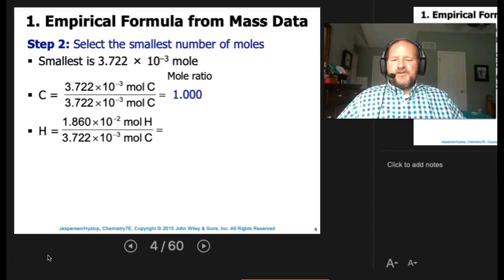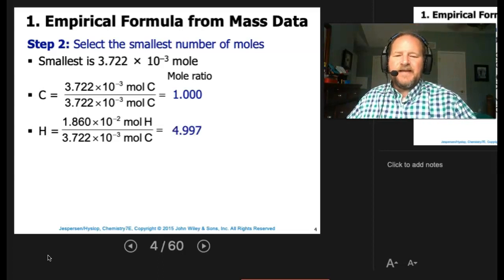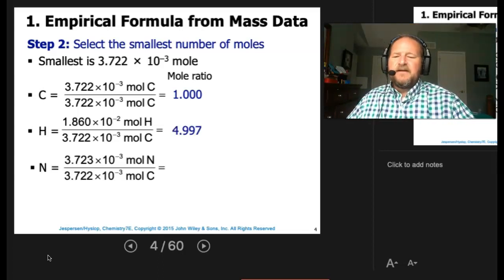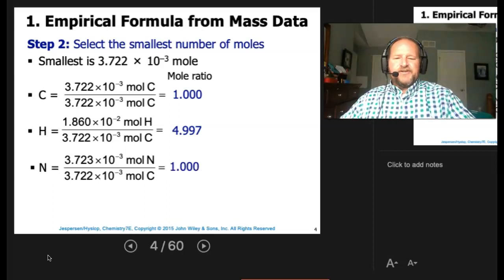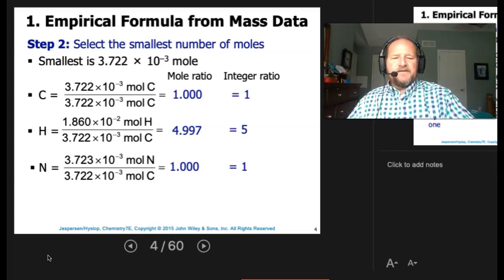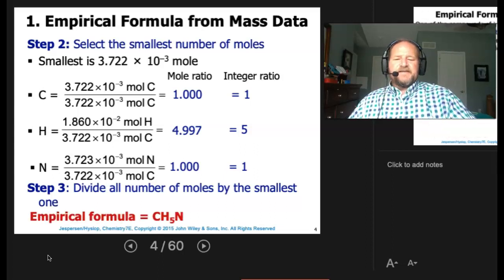Now we'll do the same thing for hydrogen. We have 1.860 times 10 to the negative 2. We'll divide that by our moles of carbon. That gives us 4.997. And then we'll do that for nitrogen. Nitrogen, we get 3.723 divided by 3.722, and that's going to be roughly 1. So for our integer ratio then, we have 1 to 5 to 1. All right, now what we're going to do is divide all numbers of moles by the smallest one. That's going to give us CH5N. Right? So that's going to be our empirical formula.